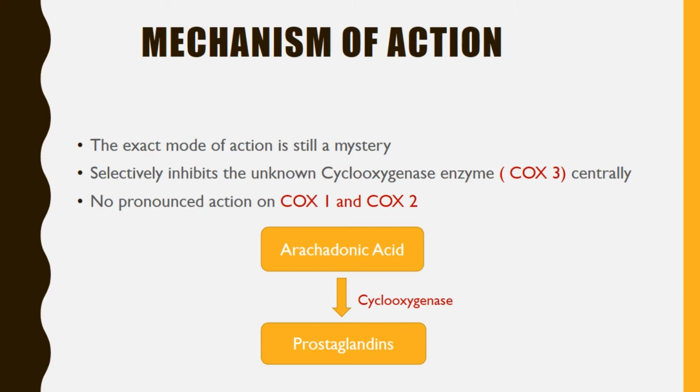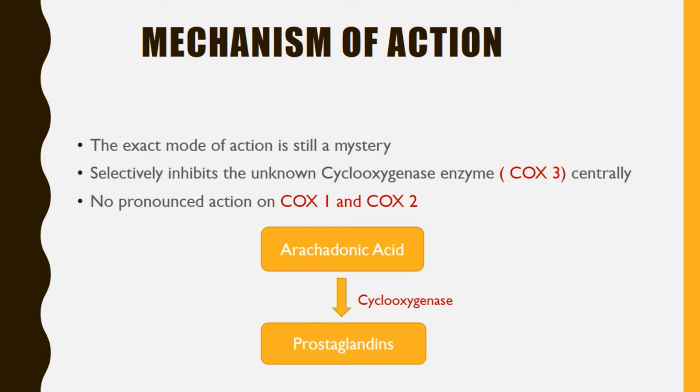The exact mode of action is still a mystery because there are several hypotheses regarding the mechanism of action of paracetamol. But recent studies are showing that it selectively inhibits the unknown cyclooxygenase enzyme COX-3 centrally in the brain and spinal cord, and it has no pronounced action on COX-1 and COX-2.